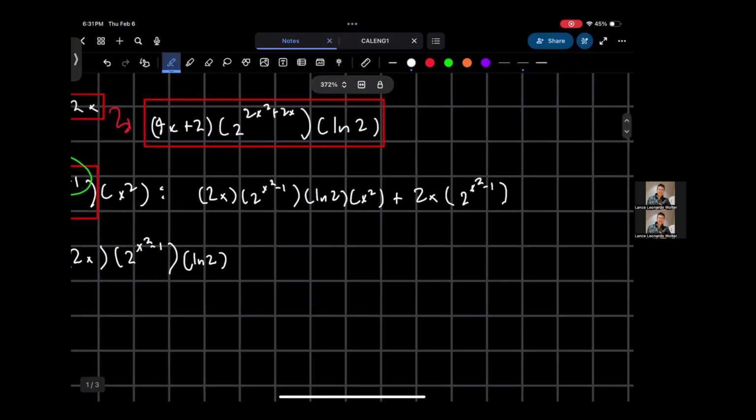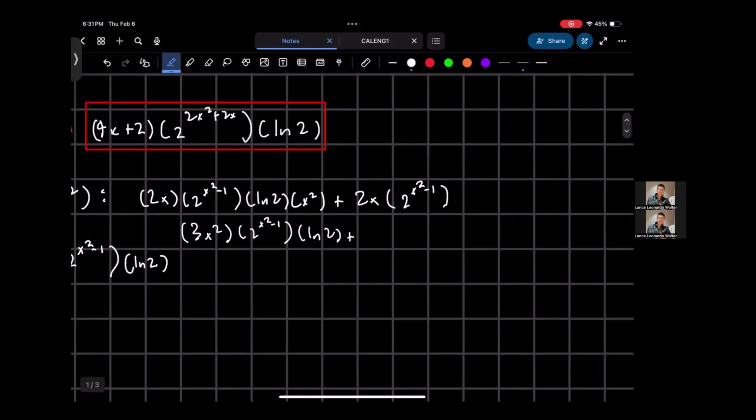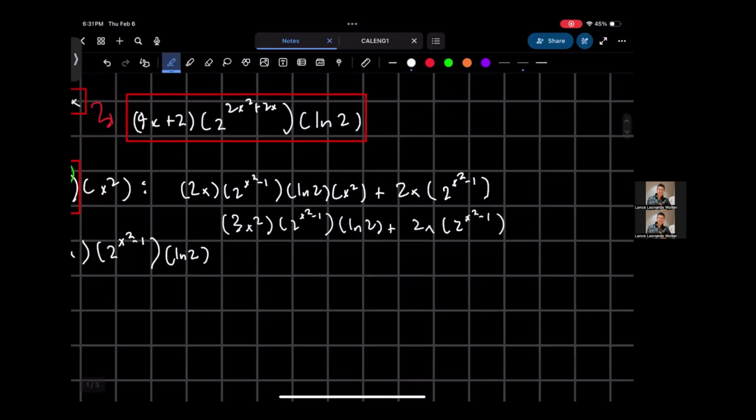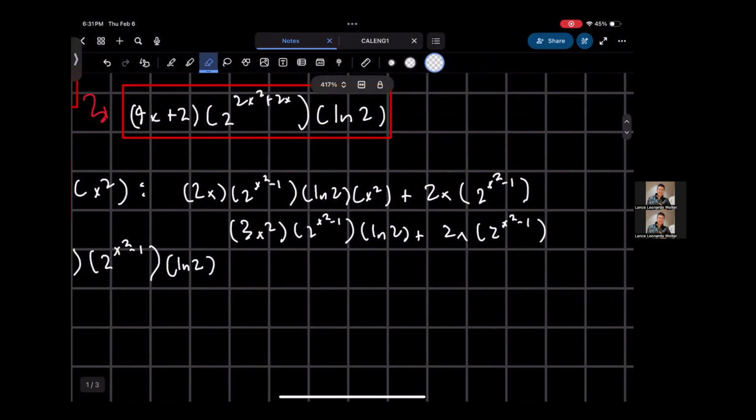So let's just simplify everything. This is 2x cubed times 2 raised to x squared minus 1 times ln of 2, plus 2x times 2 raised to x squared minus 1. Now, what do you notice about that? That's not 3, that is 2x cubed, my bad.